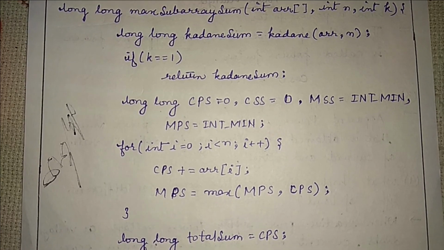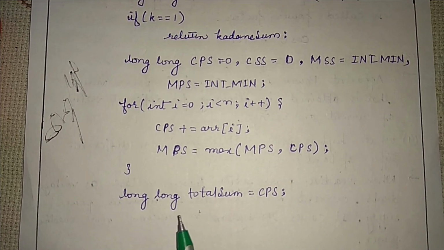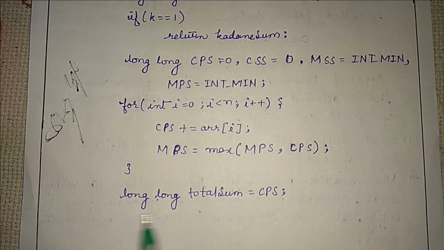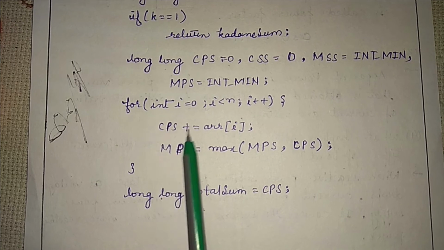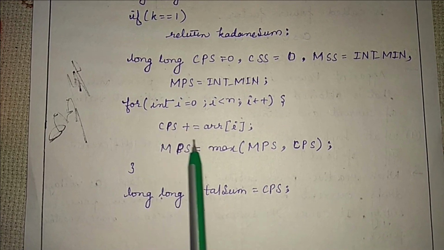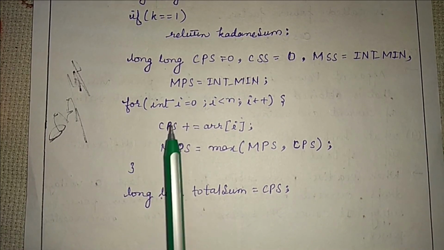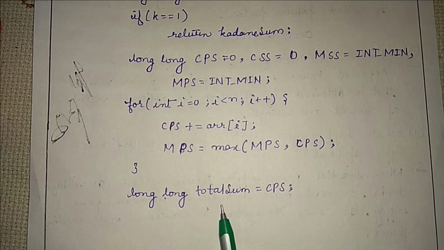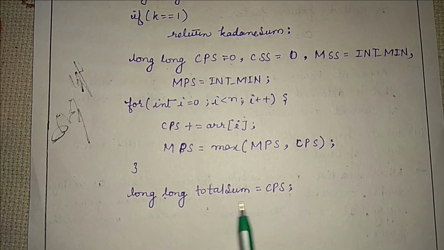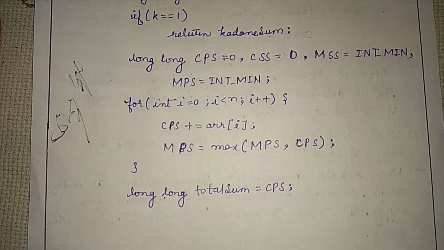For calculating the total sum, I can run a loop and then calculate the total sum, but here I can also use this variable, since the value stored in this variable is also the total sum, since we are traversing from the first to last element of the array. So in this way I am not running another loop. I am just getting that value from the current prefix sum. So this is our total sum.